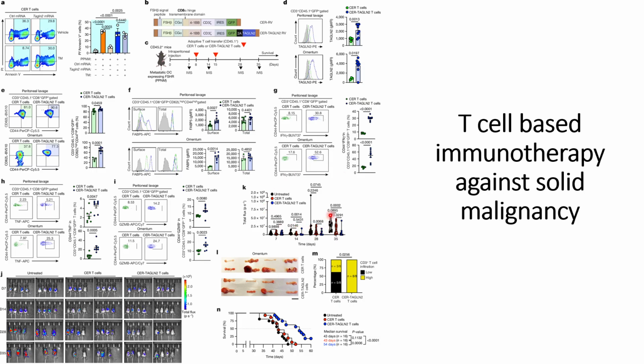And these things are quantified in the panel K, where we can see that with increase in time, that is increase in days, we see more flux present in the untreated cells, slightly reduced flux present in the SIR T cells treated mice, and very reduced flux present in the SIR TAGLN2 T cells treated mice.